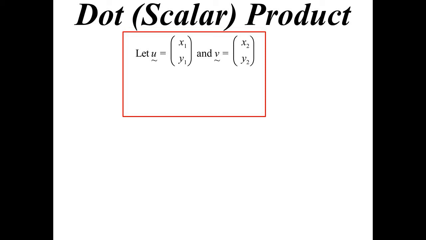So u dot v, simply, you multiply the x's together and you multiply the y's together and add them. And there's your dot product. So the actual answer, as I say, will be a scalar. It'll just be a number.